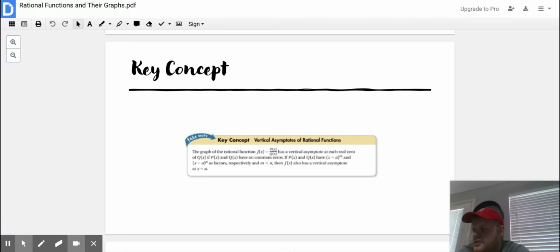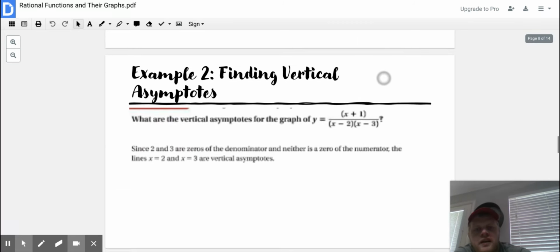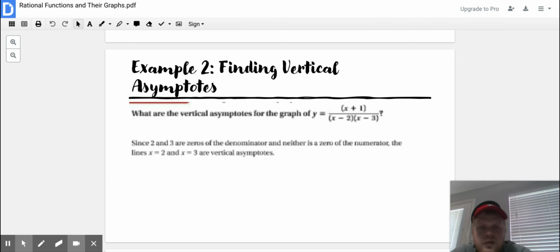Okay, so let's take a look at that here so that we can get a better understanding of what that looks like. Finding vertical asymptotes here. So what are the vertical asymptotes for the graph of y equals (x plus 1) over (x minus 2)(x minus 3)? So they've already factored it for us. We don't have to do any factoring here, right? So since 2 and 3 are the zeros, again, the way we can find that is set your two bottom factors equal to 0, solve for x. So I would set x minus 2 equal to 0, x minus 3 equal to 0, solve for those x's. That's how we get 2 and 3 to be our zeros there.